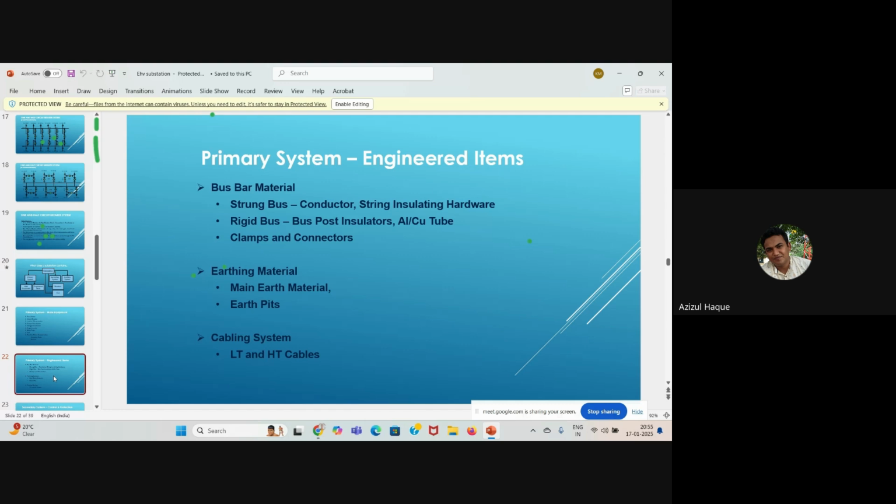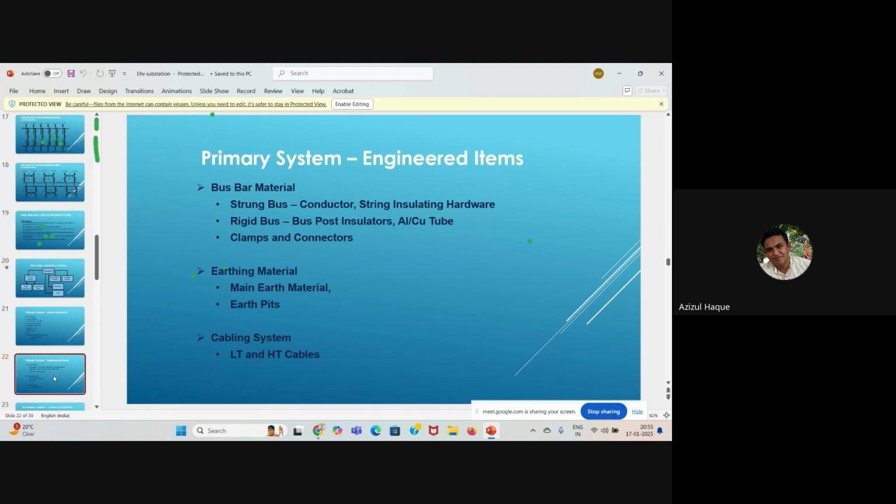These are the engineered items: bus material, earthing material, and cabling system. This does not mean that the other equipments are not engineered. Engineering is done for everything. The total substation is designed depending on power requirement and the other conditions that I told you in the previous slide. So the total system is designed.